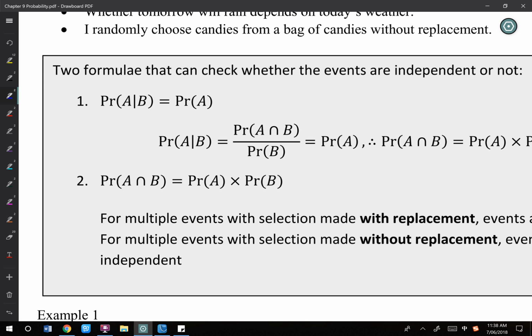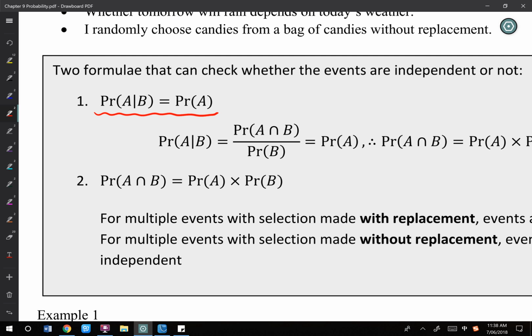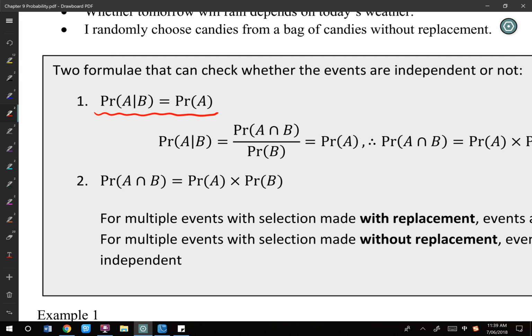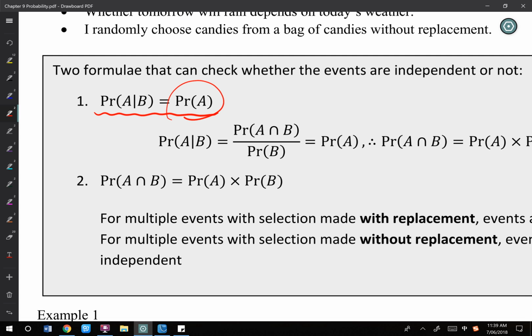So we need a formula to help us decide. There must be a formula. It's a black-and-white thing. Whether it's independent or not depends on the formula. The first formula is not commonly used, but it explains things better, because it says that given B happened already, I want to find the probability of A, and that is still equal to the probability of A, which means knowing B happened doesn't affect the probability of A. Can you think about that? That's why A and B are independent.